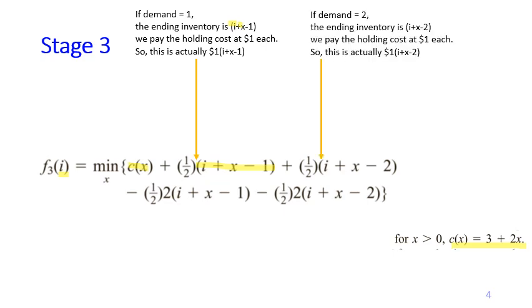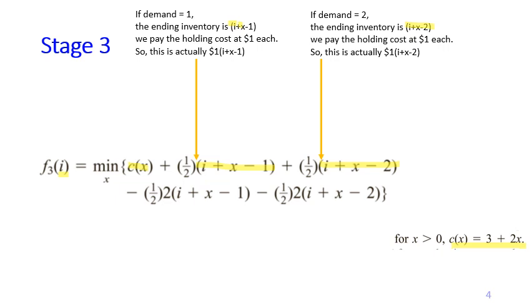And then if the demand is 2, our ending inventory becomes I plus x minus 2. Again, I is what we have at the beginning, x is what we produce this month, minus 2 is the demand. The holding cost is $1 for each unit that we keep at the end of the month. So again, this is 1 times (I plus x minus 2). You may write down the $1 if you would like to be clear, that's also okay.